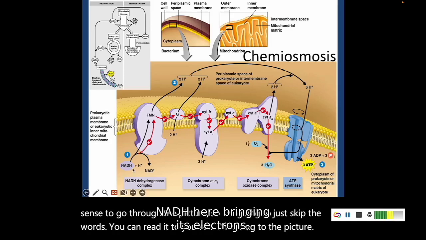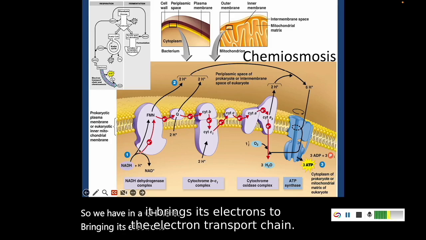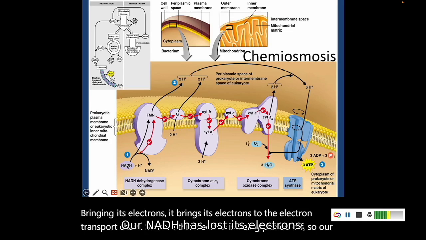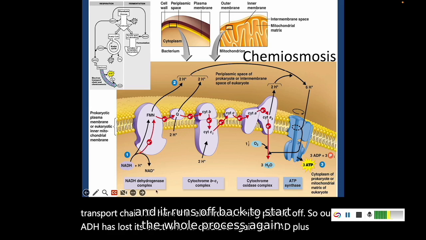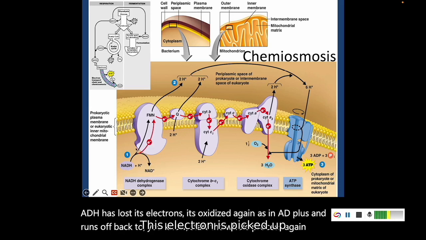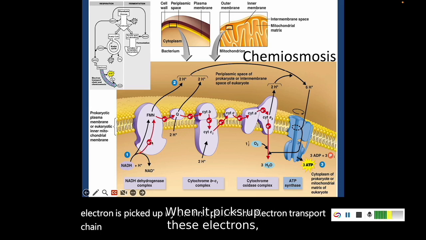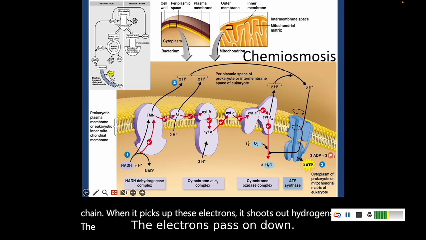So we have NADH here bringing its electrons. It brings its electrons to the electron transport chain. So here this electron is being passed off. Now NADH has lost its electrons. It's oxidized again as NAD+, and it runs off back to start the whole process again. This electron is picked up by the first part of the electron transport chain. When it picks up these electrons, it shoots out hydrogens. The electrons pass on down.